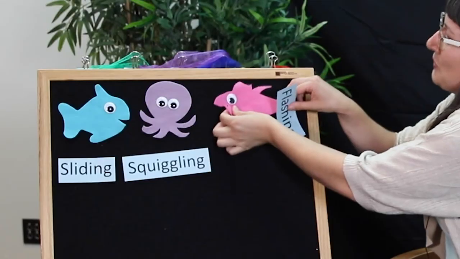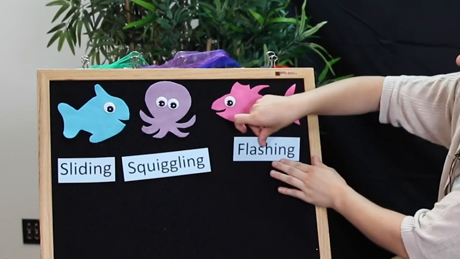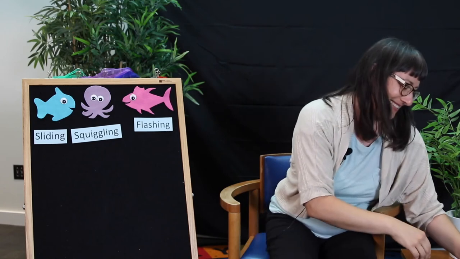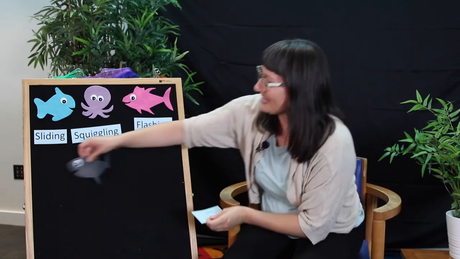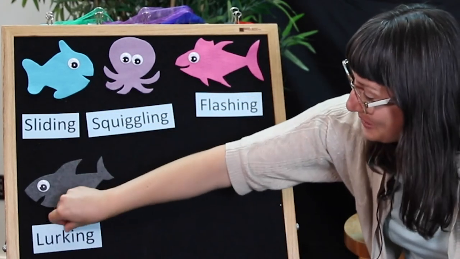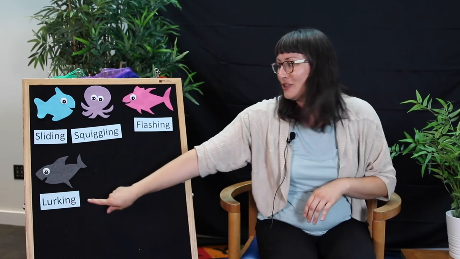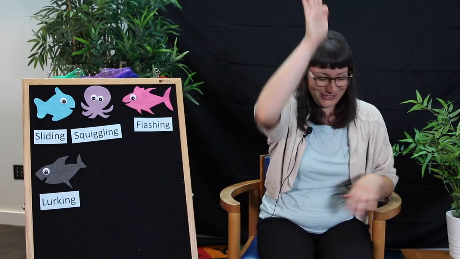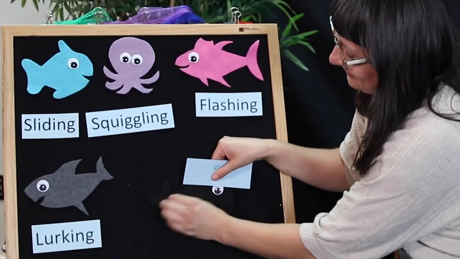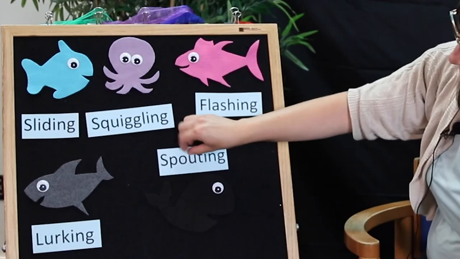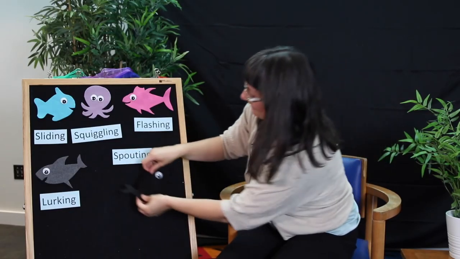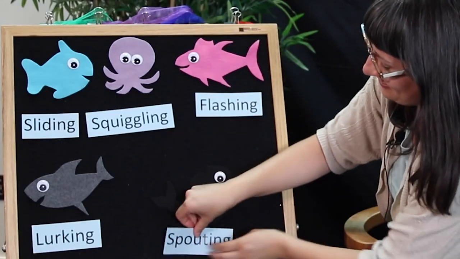This one has a tuna fish. And that tuna fish is flashing through the water. And who's this? A shark, a great white shark. And that shark is lurking in the water. And finally, there is a great big huge whale. And our whale is spouting in the water.